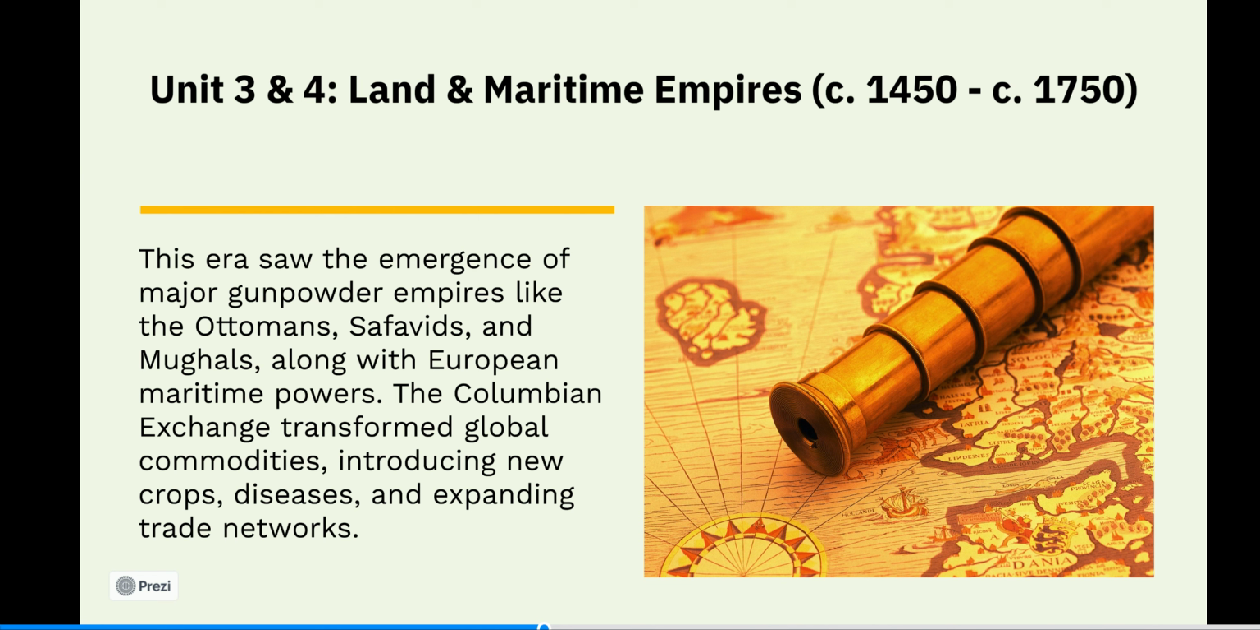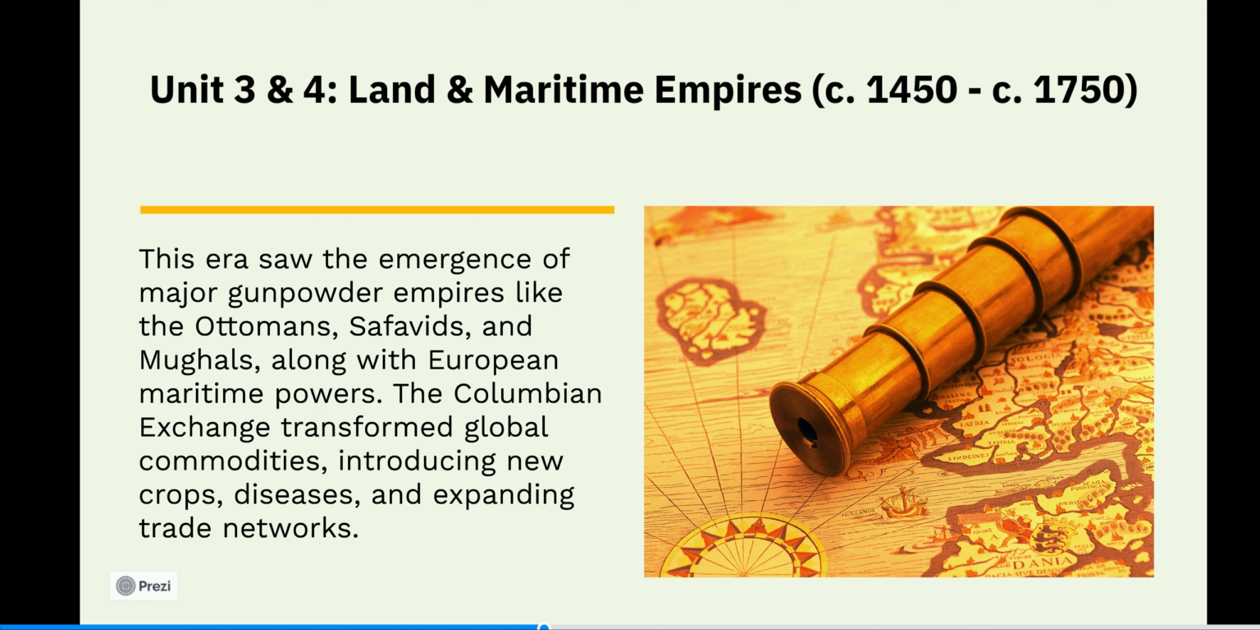European maritime empires are going to be Portugal, Spain, Britain, France, and the Dutch. And then we're going to see the rise of the Columbian exchange, right? Because European nations have now run into North America. And for the Columbian exchange, you should know the crops.